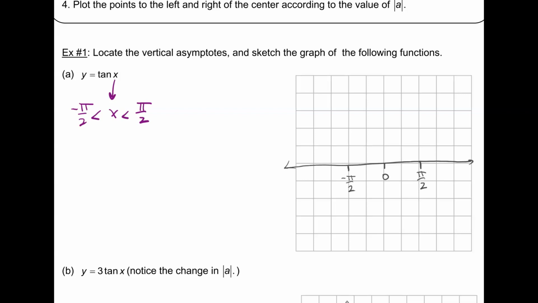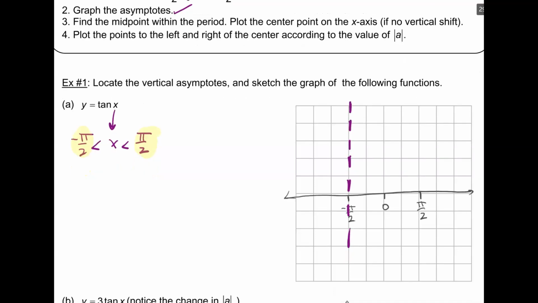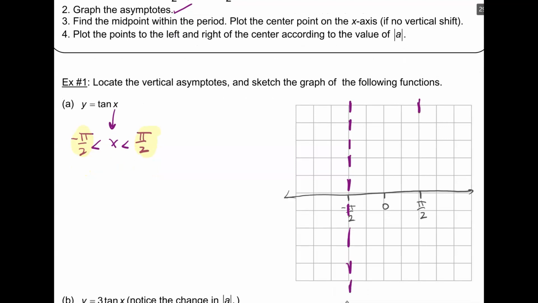This automatically solves for the asymptotes. So this is beautiful because the ends are literally going to be our asymptotes. Our asymptotes are pi over 2 and negative pi over 2. Graph the asymptotes. Okay, cool. So graphing asymptotes is our dash line. Dash, dash, dash.